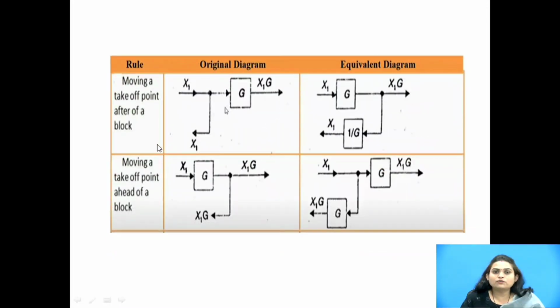Next rule is moving a takeoff point after a block. Here you can see that the takeoff point is there and we have to move it after the block. For that we have to add the reciprocal of this block, that is 1 by G. The next rule, moving a takeoff point ahead of a block. Now we have to move this takeoff point ahead of the G block. At that time we have to add a G to this signal. So this is the equivalent diagram.